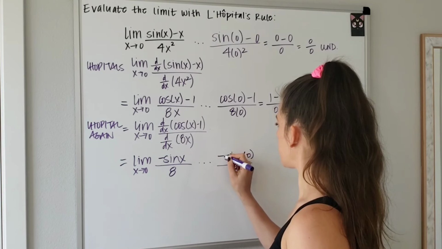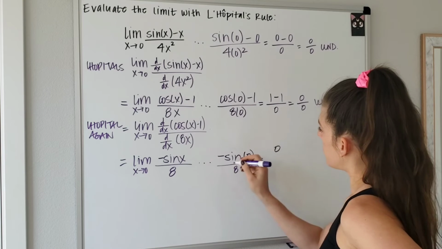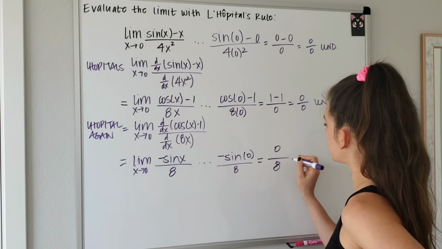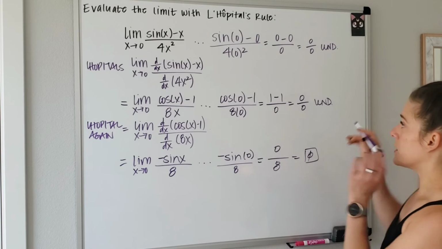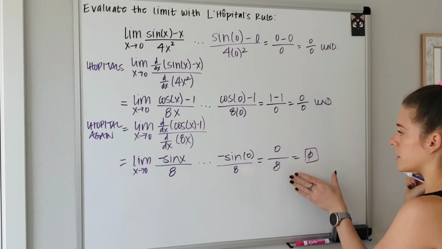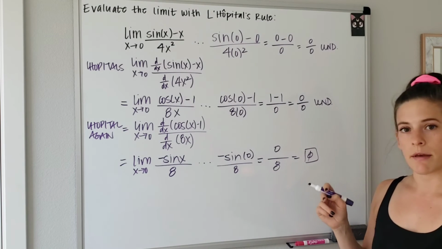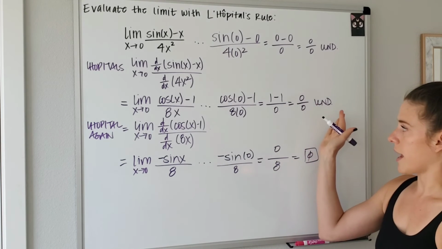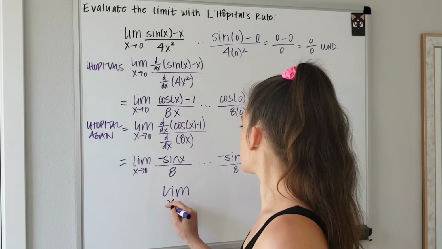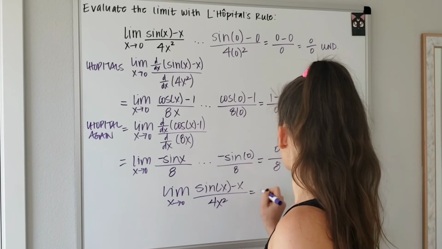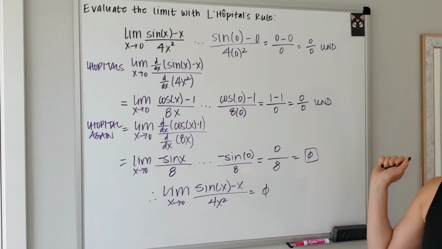This is going to be negative sine of 0 over 8. Now, sine of 0 is 0, over 8, which tells us that this is just going to be 0. 0 over something is 0. 0 over 0 is undefined. So it's okay to have 0 as an answer. When you have undefined, that's where you need to pivot and figure out something else. When we evaluate this limit ultimately using L'Hopital's rule, the limit as x approaches 0 is going to equal 0. And that is how I would show my work for this problem.